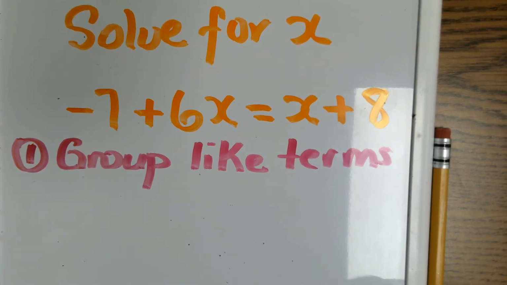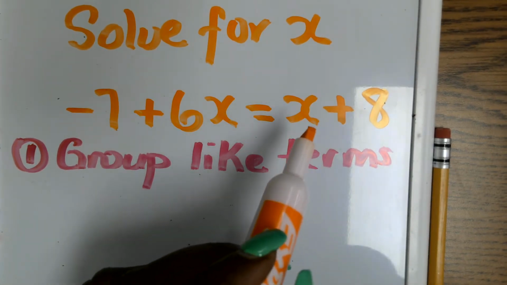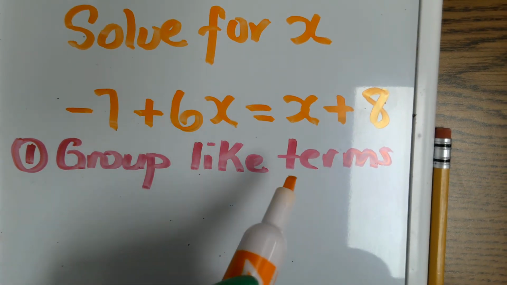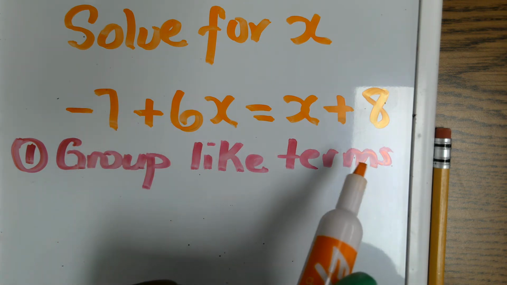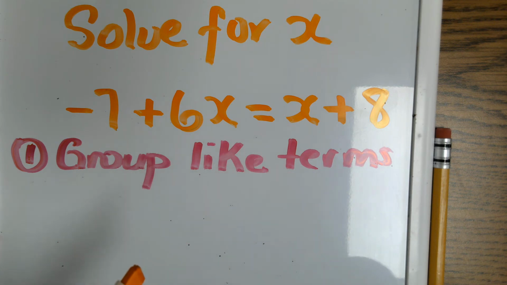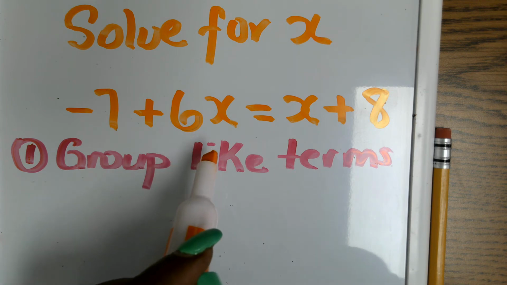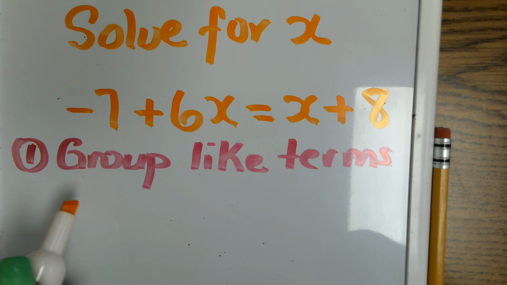So we look at this and we're going to identify what is common. We realize that we have a 6x here and we have an x. So we're going to try to get the x over this side. It doesn't matter which one you want to take over. You can take the negative 7 over first, or you can take the x over. Whichever you are more comfortable with. In this case, I'm going to take this x over here because it's easier. At least it's going to be a negative x from 6x. And so this is what we'll have.